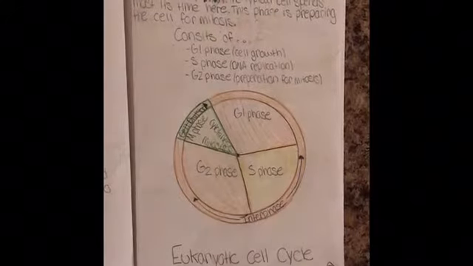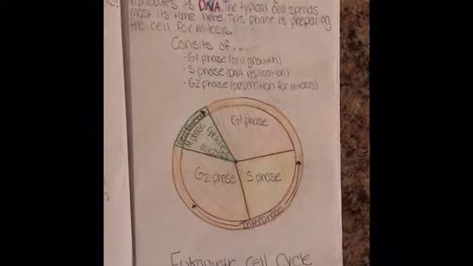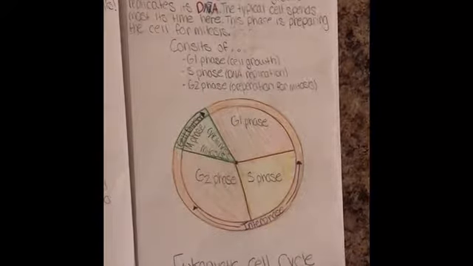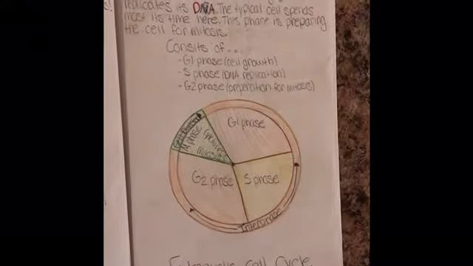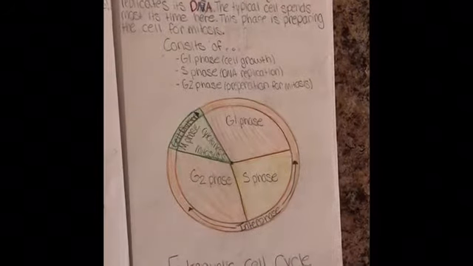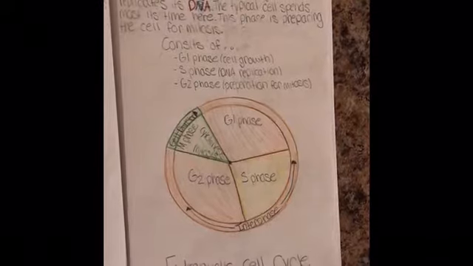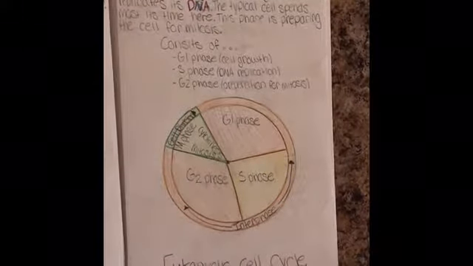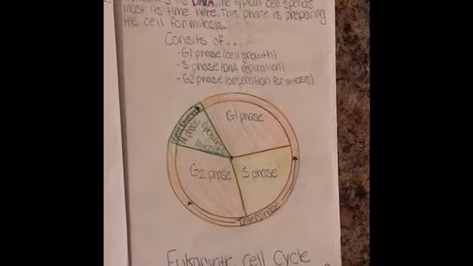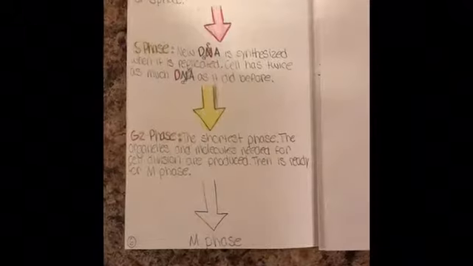Interphase, also known as the resting phase. It is the phase where the cell grows and replicates its DNA. The typical cell spends most of its time here. This phase is preparing the cell for mitosis. It consists of G1 phase, S phase, and G2 phase. You can see a picture of it on the bottom of the page.